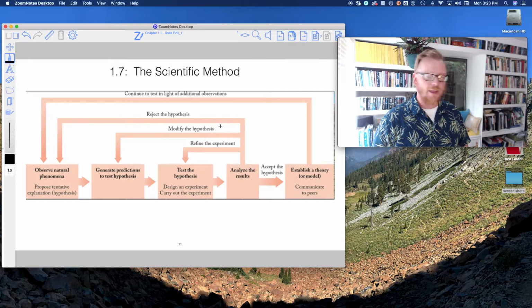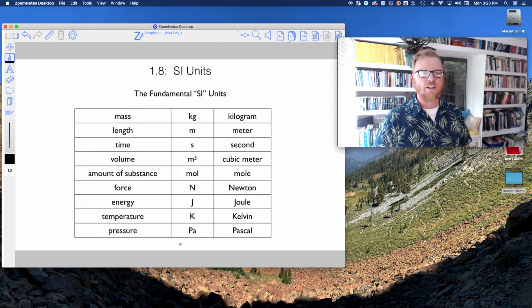Okay, so I think on the next slide, we're going to start getting into units and calculations. So I'm going to pick up from here in the next lecture.